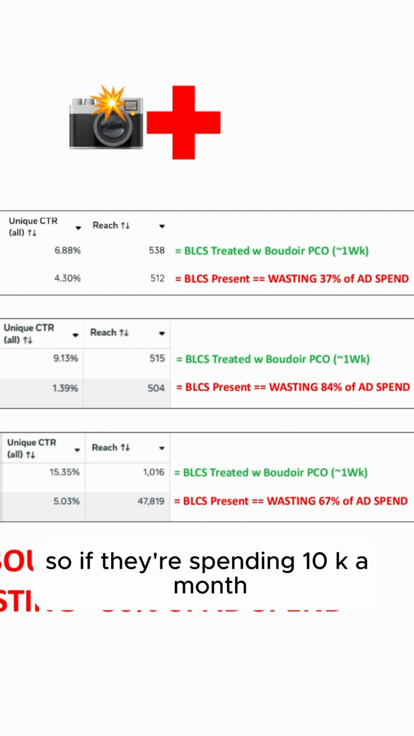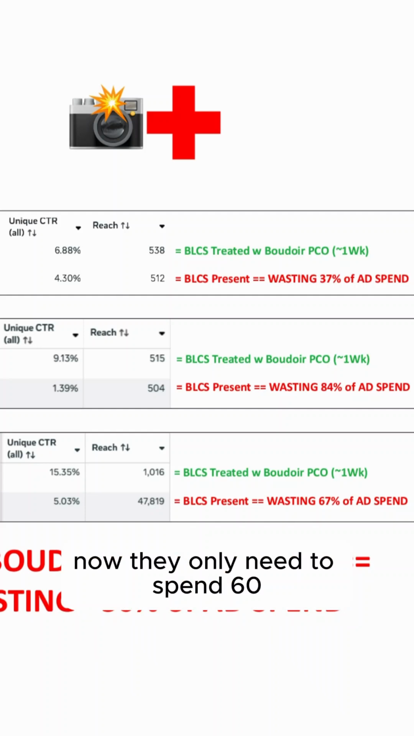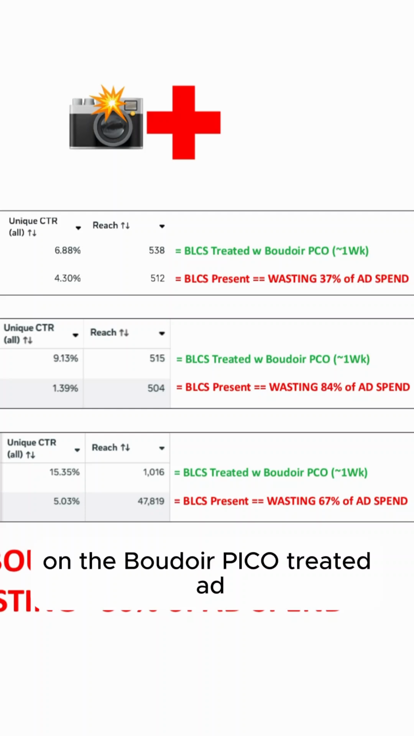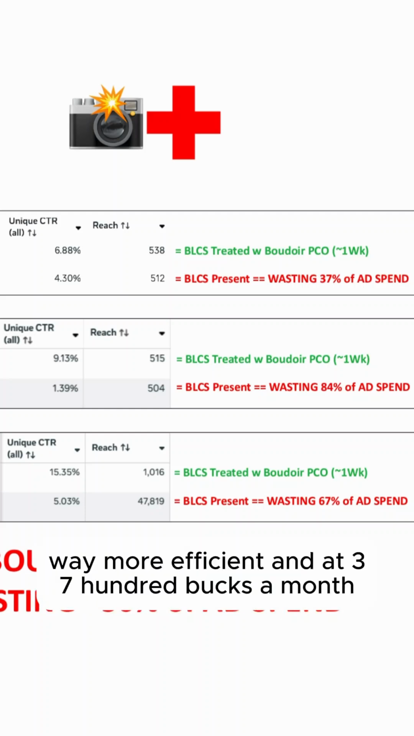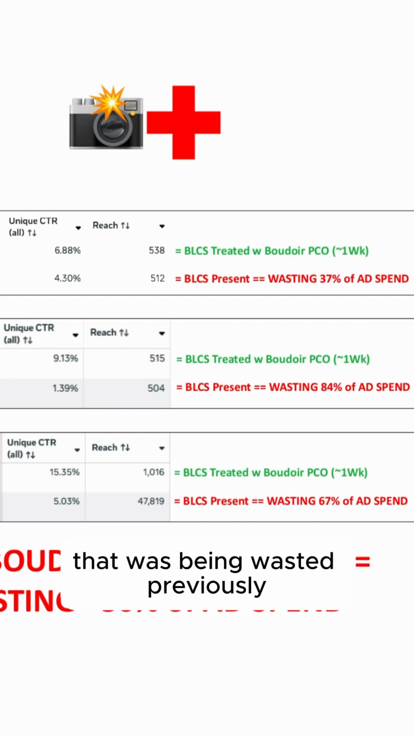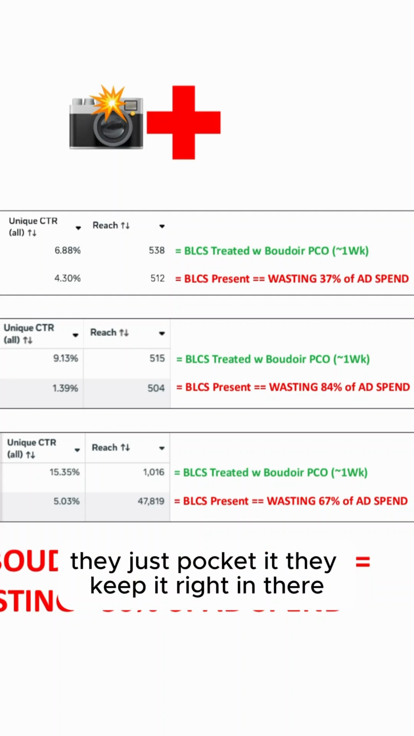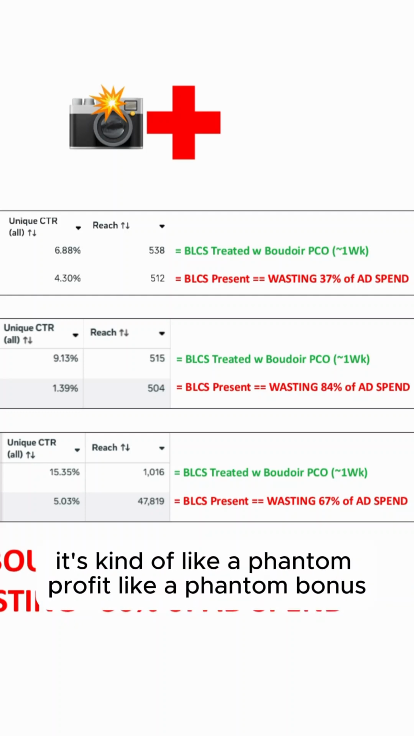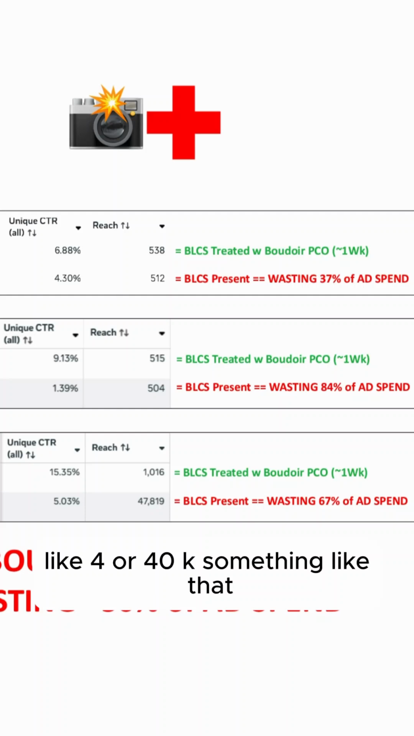So if they're spending 10K a month, 10 grand a month on the original Boudoir Facebook ad, now they only need to spend $6,300 a month on the Boudoir PICO treated ad to get their ad into the same number of women's brains. Way more efficient. And that $3,700 a month they no longer have to spend was being wasted previously, 100% wasted, given to the Zuckinator. They just pocket it, keep it right in their pocket. It's kind of like a phantom profit, like a phantom bonus. And after 12 months, the phantom bonus is what, like 40K, something like that.